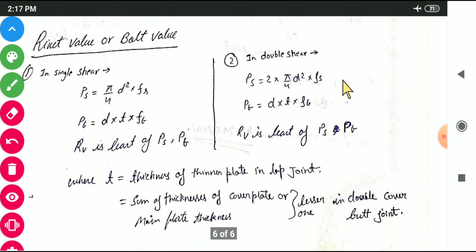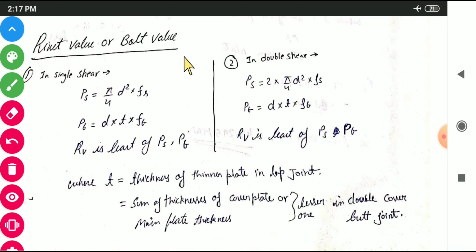Now coming to the last topic, that is rivet value or bolt value. Rivet value, I have already told, will be the lesser of Ps or Pp, that is strength in shearing or bearing, whichever is less will be the rivet value. In single shear, it will be pi by 4 D squared into Fs, you have already seen, and for bearing it will be D into T into Fp. So the rivet value will be the least of Ps or Pp. In double shear there is only one difference, that you have to multiply by 2 because it is in double shear. So 2 into pi by 4 into D squared into Fs, and bearing will remain the same, D into T into Fp. So RV, the rivet value, will be the least of Ps or Pp, whichever is lesser.